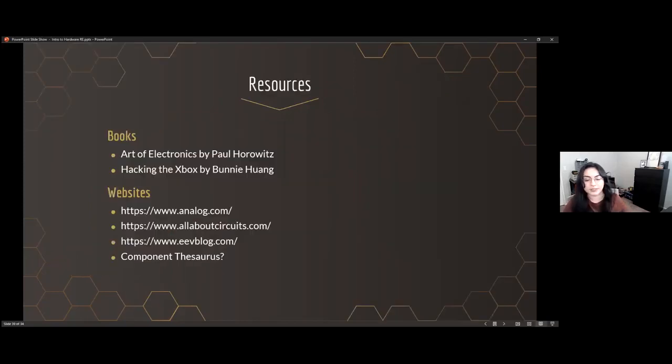So resources, books. My favorite book, Art of Electronics by Paul Horowitz. There's also a lab book, so you might pick up this book. It's very big. I have it back here. Let me get that. It's a very big book. Don't get intimidated by it. I would very much recommend the lab book that they've also put out for it. It explains things a little bit more simply than the book itself, and it has nice pictures.